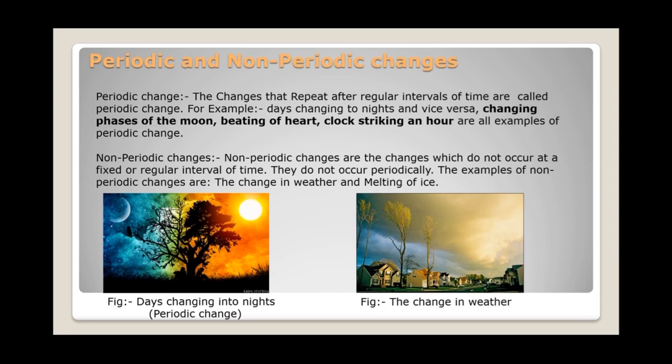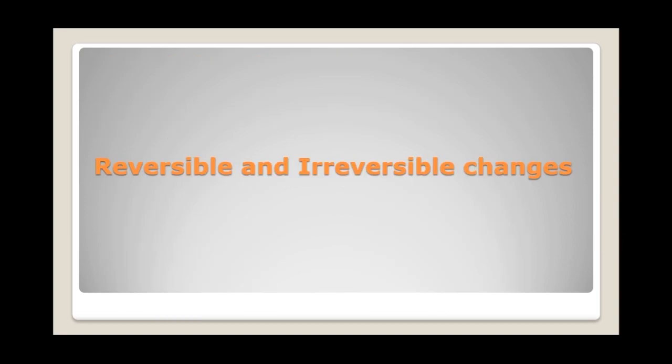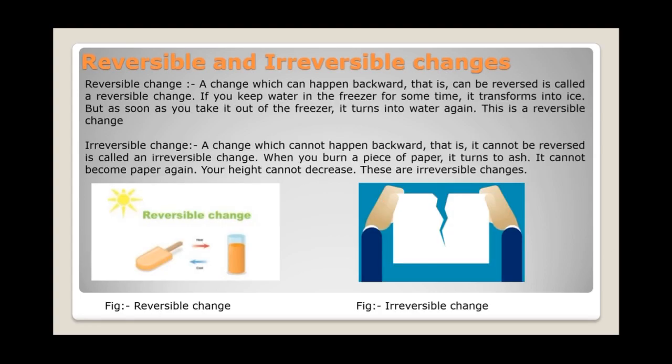Now our next change is reversible and irreversible changes. So as we know, if we keep ice or ice cream at room temperature, it melts and changes into water, and if we keep the same water in a refrigerator, it changes into ice again. This means that we can get ice back even after it has melted and changed into water.